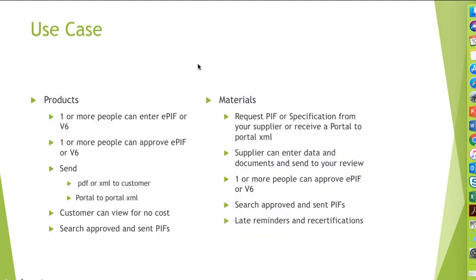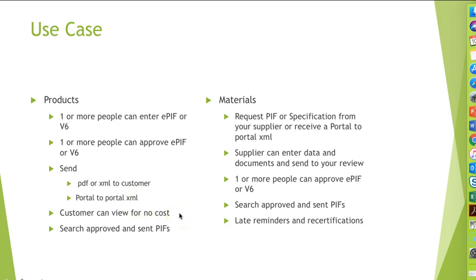So again, it can be a very simple process, or it can be a more complex process. So on the product side, one person could enter, one person could approve. 2 or 3 people could enter. R&D, compliance, packaging, 1 or more approvers may approve it. You'll be able to send a PDF or XML and tell your customers have portals. When the portals exist, you'll be able to send messaging and be able to transmit the XML between the portals.